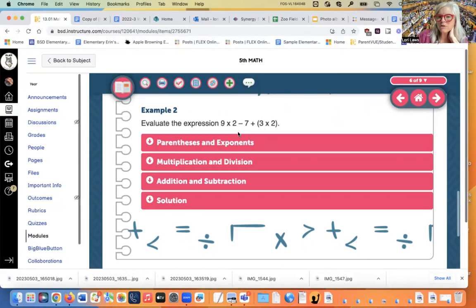Let's see how fast you can do it. 2 times 3 is 6. And 2 times 9 is 18. Minus 7 equals 11 plus 6. Okay, I think I got it. But now you need to solve it. So 18 minus 7 plus 6, which is really 18 minus 1.